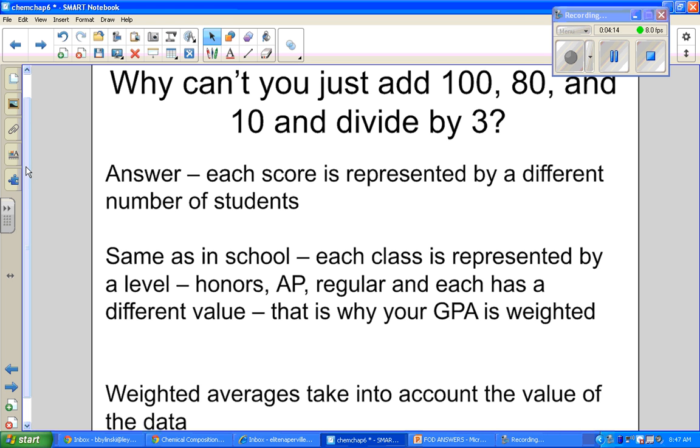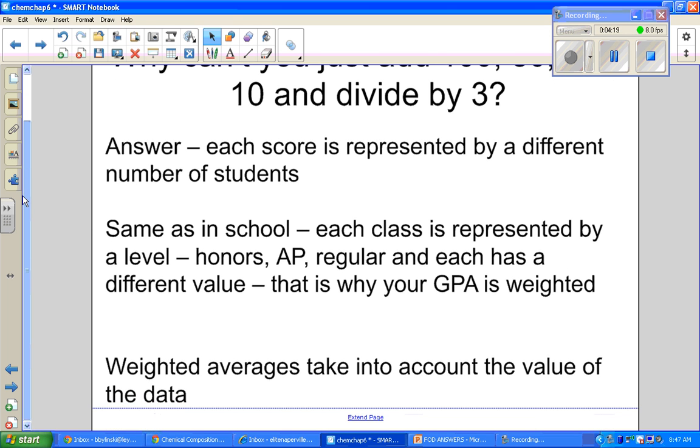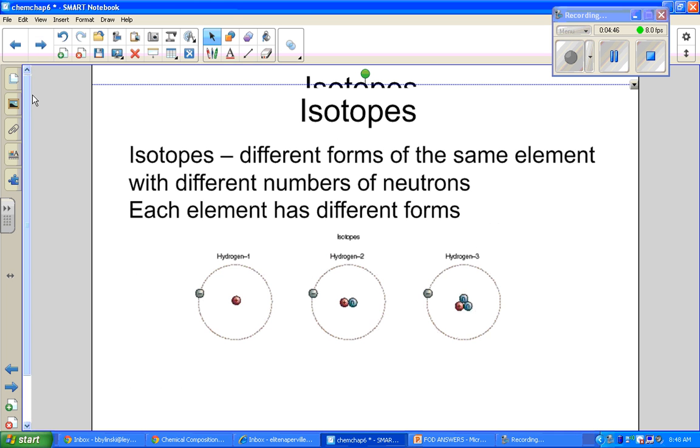And this is like your GPA. You have something called a weighted GPA because it takes into account the type of class that you had. I believe in an honors course, an A would be worth like 4.5, not just 4.0. And in an AP class, an A is worth 5.0, and you'd also get college credit. So when colleges see your transcript and they see that you've taken different levels of classes, they will look at your weighted GPA to see how much you pushed yourself. Okay, so weighted averages take into account the value of the data.